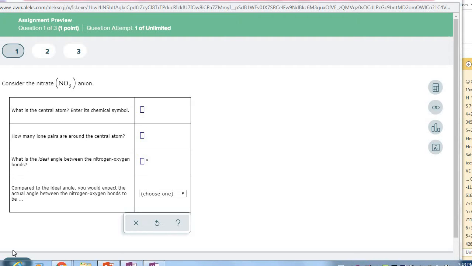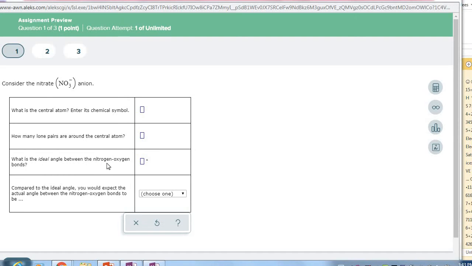Okay, let's talk about problems that will deal with VSEPR and some bond angles. It's asking us to consider the nitrate ion, the NO3 minus, and then it's asking us what is the central atom. We can probably figure that one out right now. How many lone pairs are around the central atom? Probably have to do the Lewis dot to figure that out.